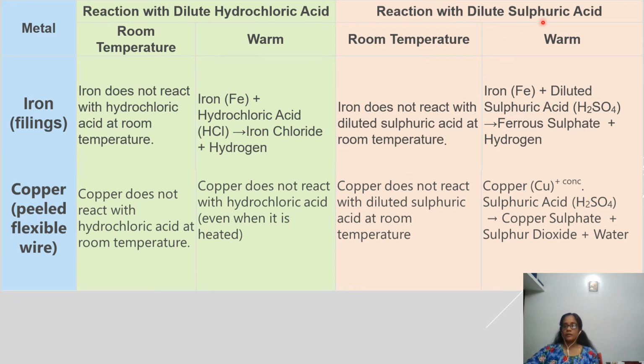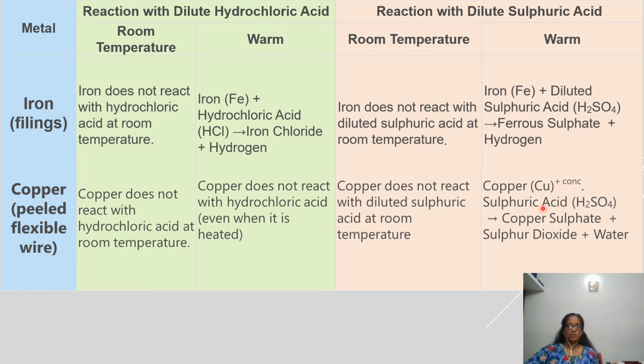And what about sulfuric acid? Copper does not react with dilute sulfuric acid. But in the warm condition, copper reacts with sulfuric acid to form copper sulfate, sulfur dioxide and water. So here hydrogen gas is not involved. Copper is a metal, but it does not react with these acids, only with sulfuric acid in the warm condition. So that you have to write in your table.